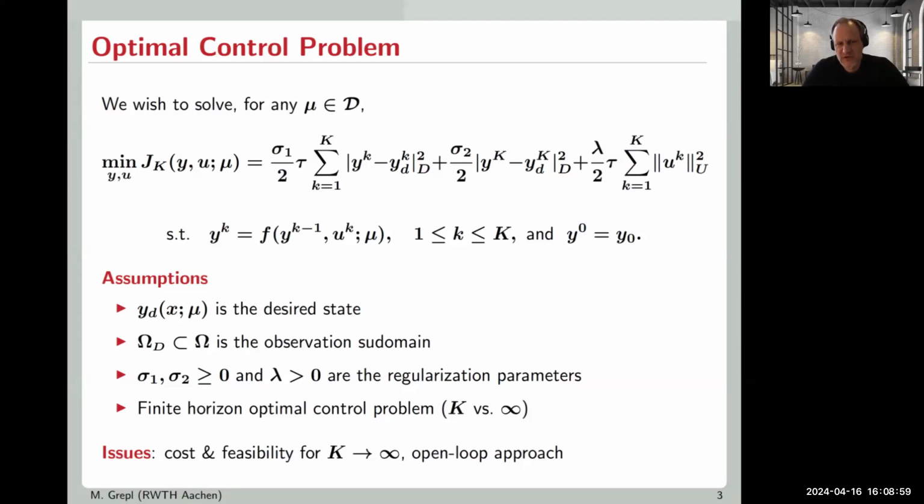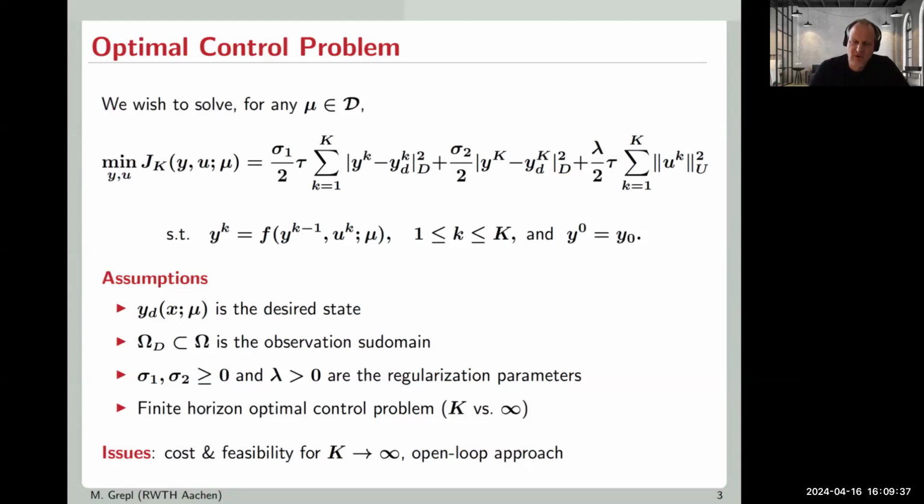Another problem with the optimal control formulation is that it's inherently open loop. So you compute the control once and then apply it to the system. I will from now on assume that the optimal control problem has a solution, so that there exists a solution. And I also assume that the infinite horizon problem stabilizes the dynamical system. Okay. So as I said, the infinite horizon problem is very difficult, if not impossible, to solve.